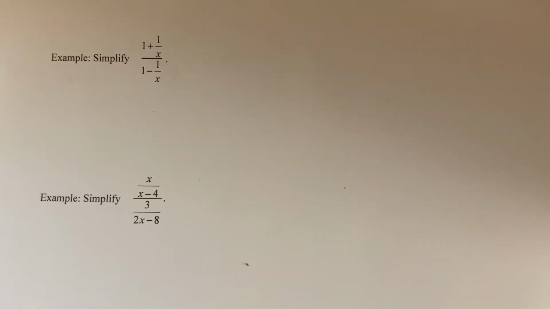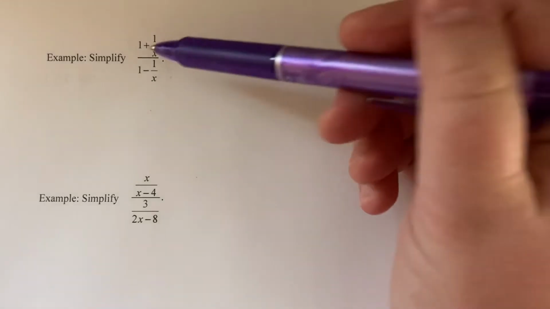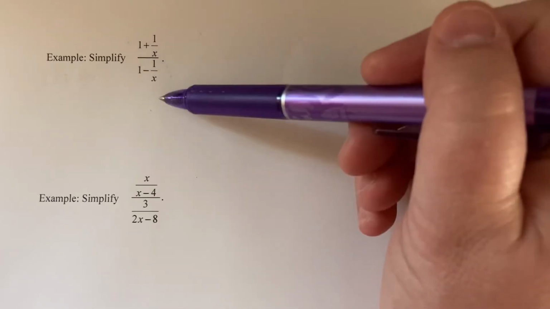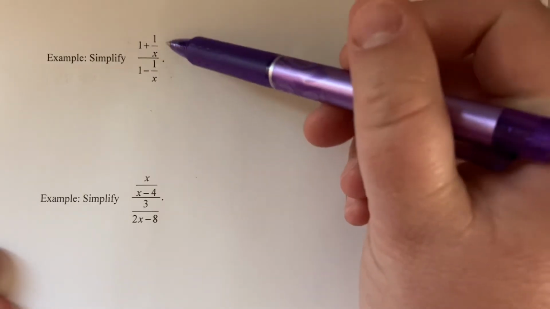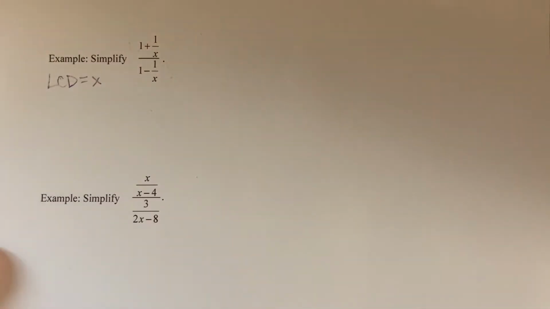Let's do some more simplifying complex fractions. So the primary way we're going to do this is to look when there's fractions inside of another fraction. That's what we mean by complex fractions. And we're going to multiply top and bottom by the least common denominator. So in this case, the LCD is just x.